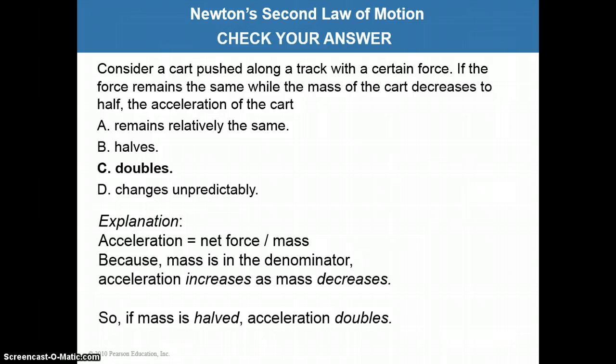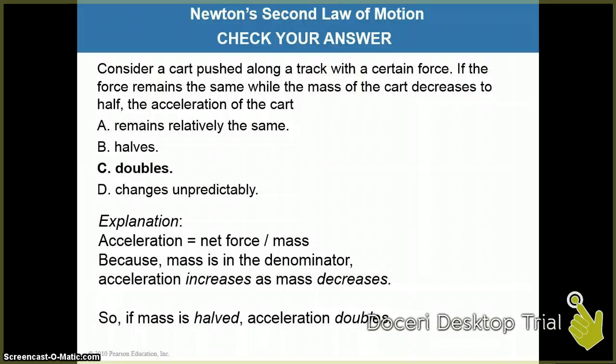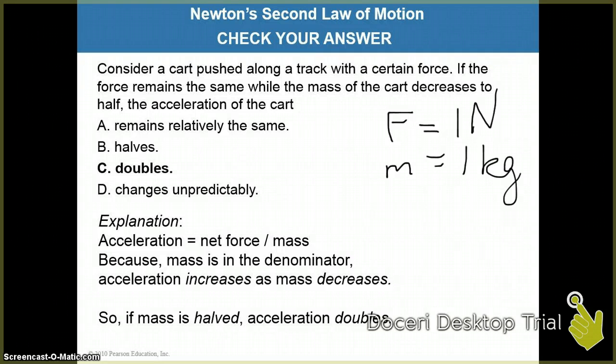Let's actually try it out with some numbers. Let's say that you have a force of 1 Newton and you have a mass of 1 kilogram. With 1 Newton of force and 1 kilogram of mass, the acceleration of your cart is going to be 1 divided by 1. It will equal 1 meter per second squared.